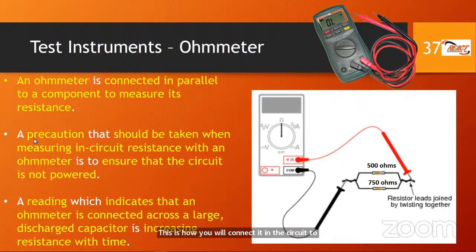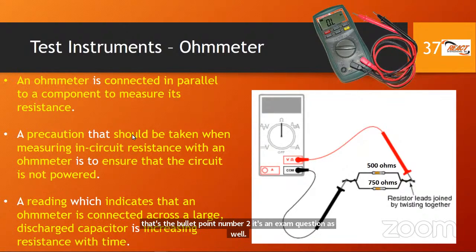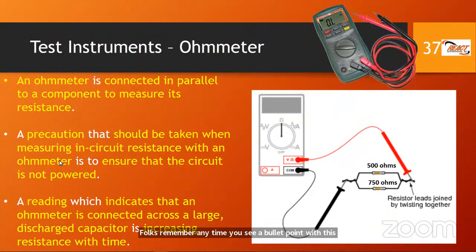And we also need to be aware that if we are trying to measure resistance, we have to ensure for safety purposes that the circuit is not powered, right? So that's the bullet point number 2. It's an exam question as well. Folks, remember, anytime you see a bullet point with this yellow writing, it is most likely an exam question.